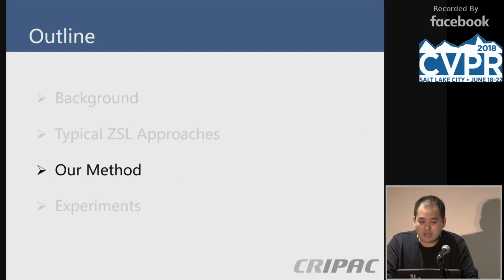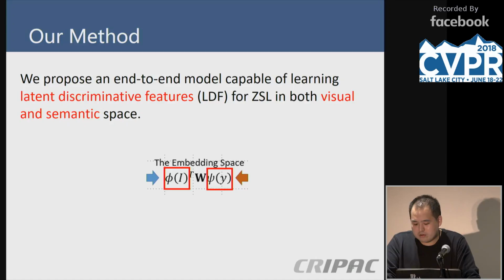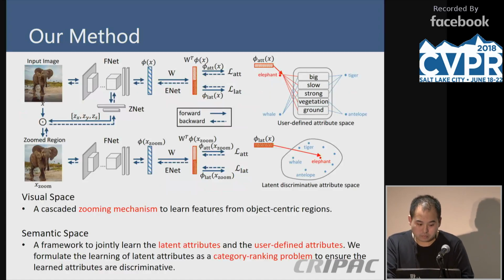Then we'll briefly introduce our method. The main contribution of our method is that in both visual and semantic spaces, we propose an end-to-end model to learn latent discriminative features. This is the framework of our method.